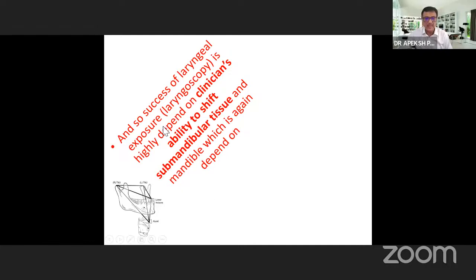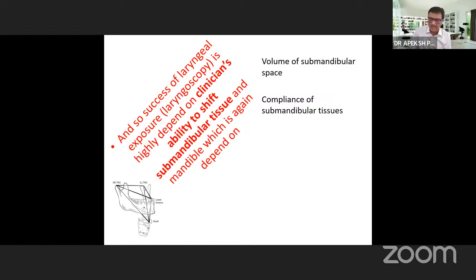And again, this depends on the volume of submandibular tissue. Like in acromegaly, there is an enlarged tongue. In obesity, there is an enlarged tongue. That leads to difficult laryngoscopy. Then there is compliance of the submandibular tissue. Like in angioneurotic edema and Ludwig's angina, there is less compliance of the submandibular tissue. We are not able to compress that tongue, we are not able to shift that tongue, which leads to difficult laryngoscopy. So this concept explains everything about difficult laryngoscopy.